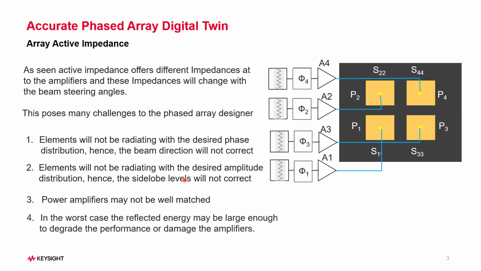Another last challenge is for extreme cases of, let us say, the reflection coming from a specific port into the amplifier connected to it is large enough to degrade the performance of the amplifier. This is by far the most serious consequence of an active impedance phenomenon.